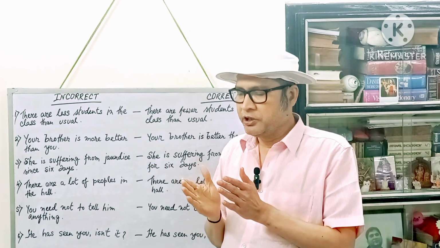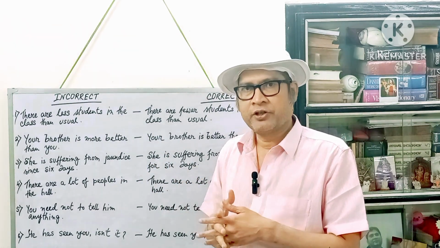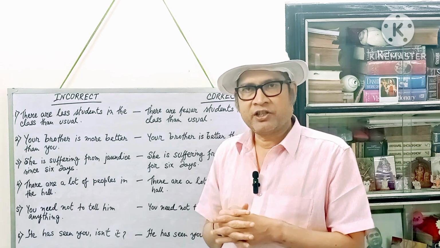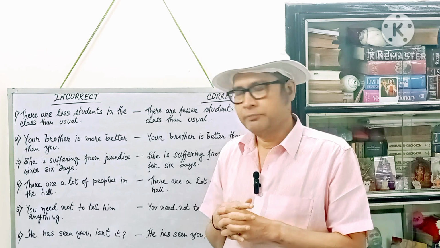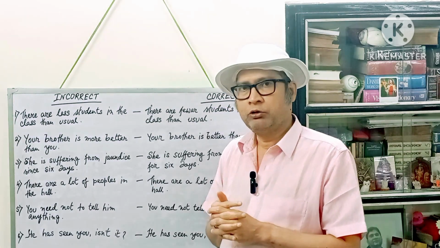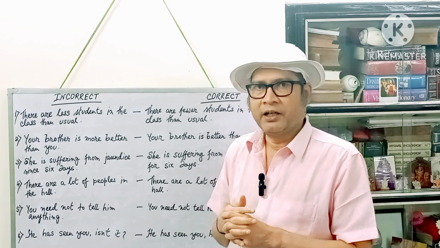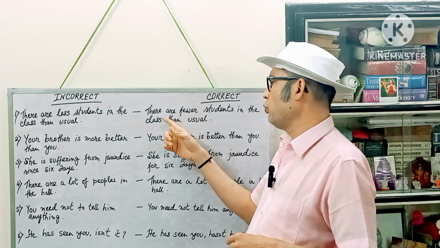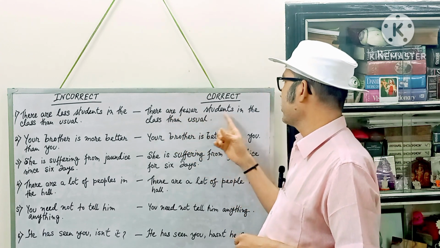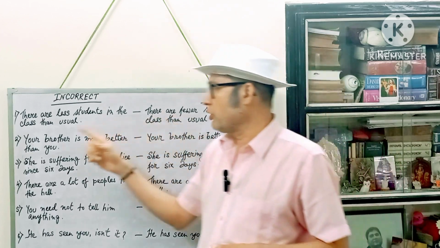So when you are using a countable common noun, do not ever use less before that, because less is used only with uncountable nouns. Okay? So before the countable noun, we have to use fewer in place of less. So the correct sentence, let me read out once again. There are fewer students in the class than usual. Let's move on to number two.